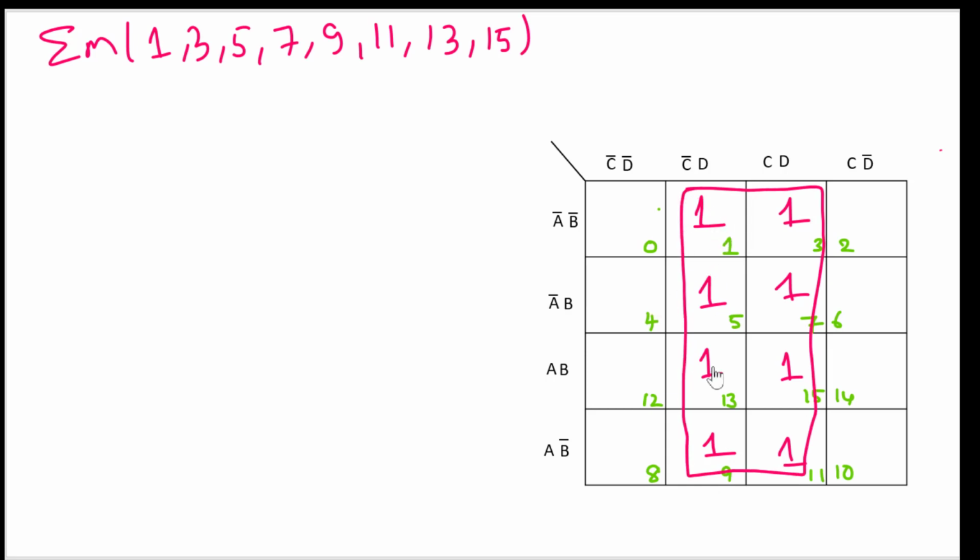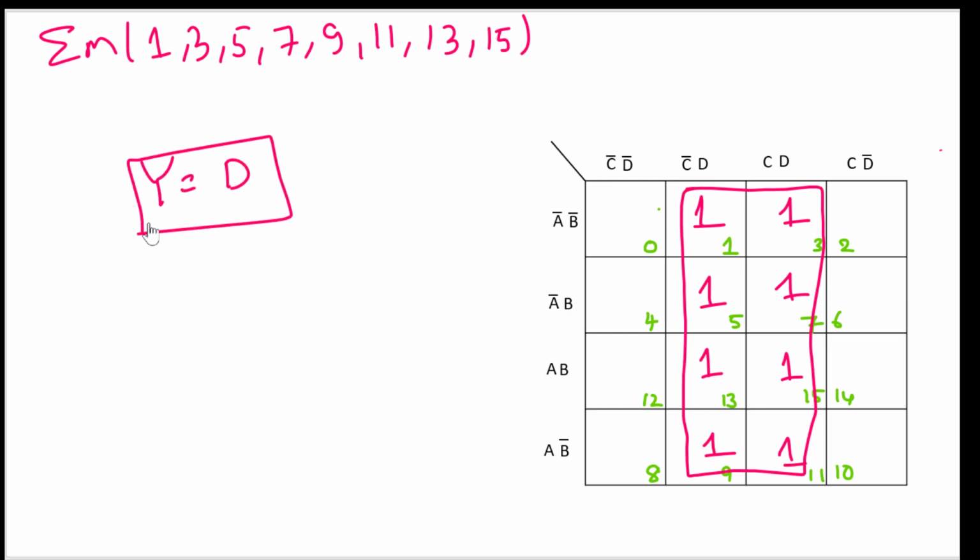Since it is along this direction, all the variables a bar, b bar are getting complemented by the time you reach here. That means you can eliminate a bar and b bar. You are going to end up with c bar d and c d, and c also getting complemented, you are going to get only the expression y equals d.